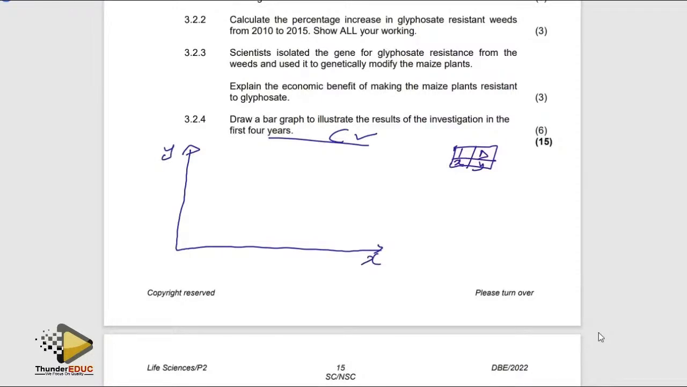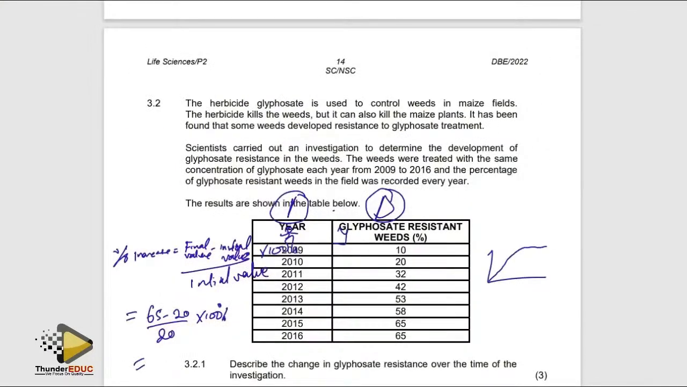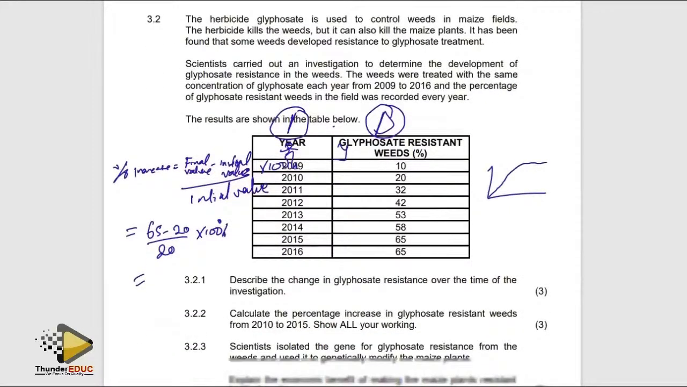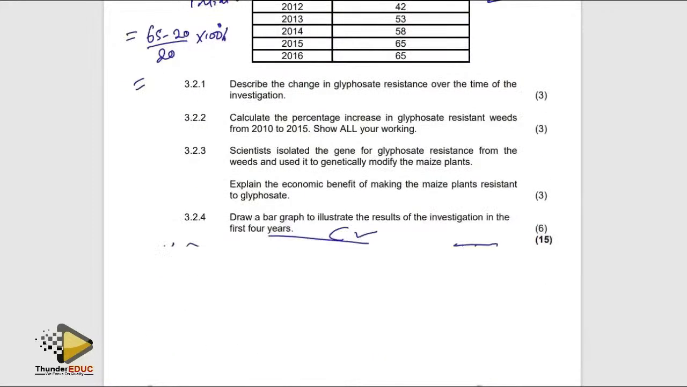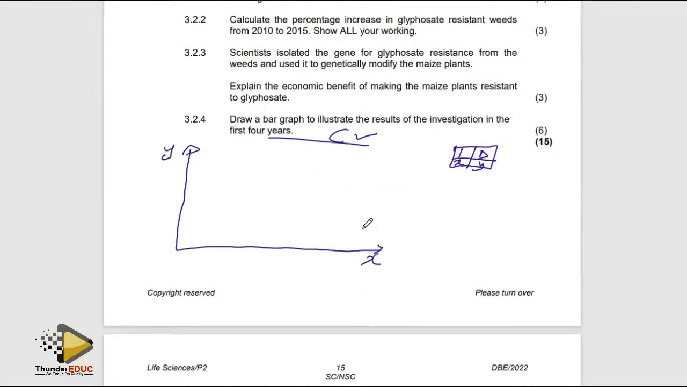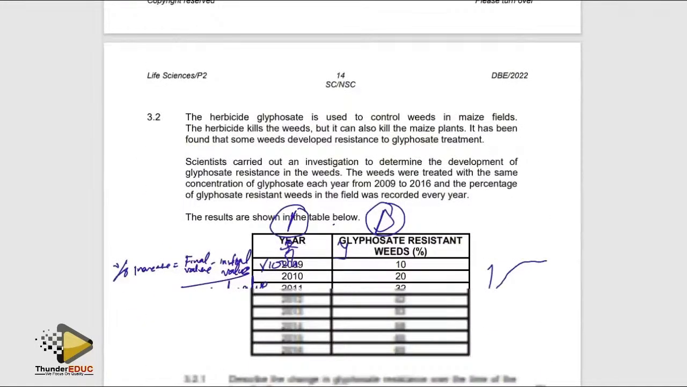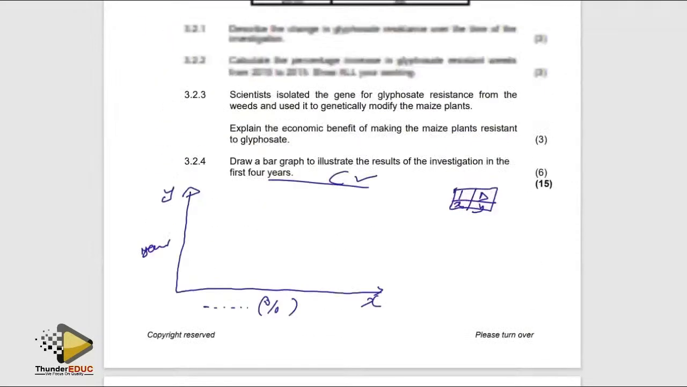But when you're putting the value here, for example, in this case, they are saying the percentage of glyphosate resistant weed. So it means that the resistance is going to be here. And then units, it is in percentage. Then the time is going to be here, which is year. And then the years, they don't put anything. So if you just say time in years or just year, then it's fine.